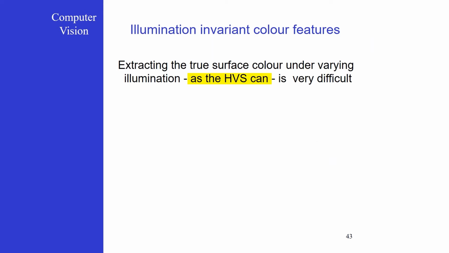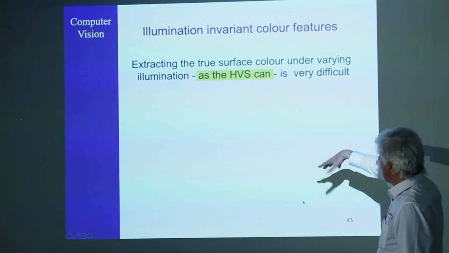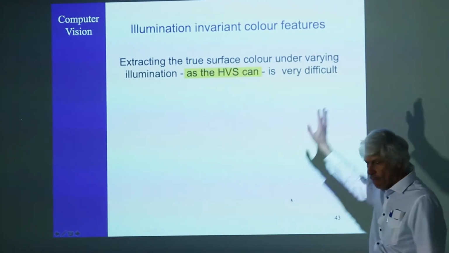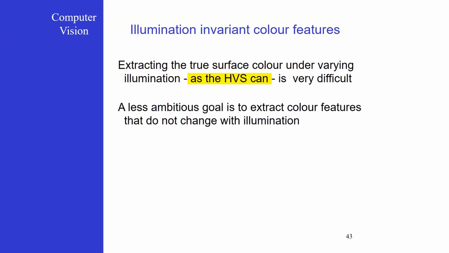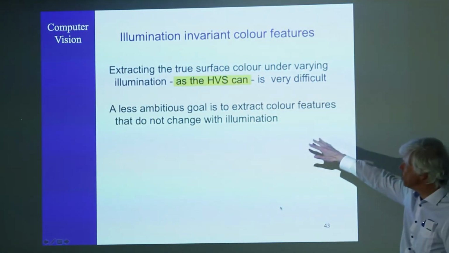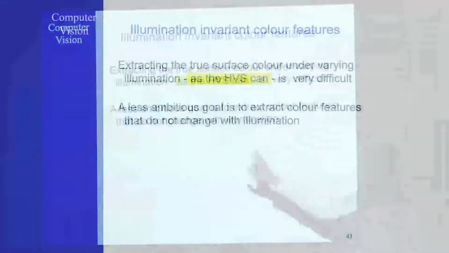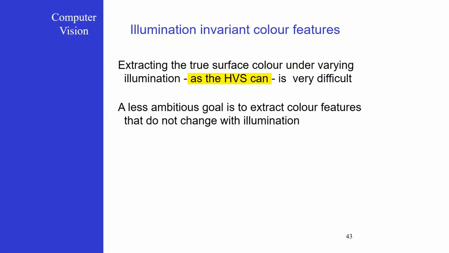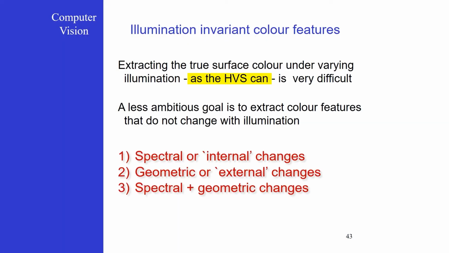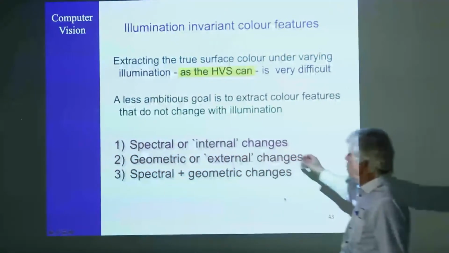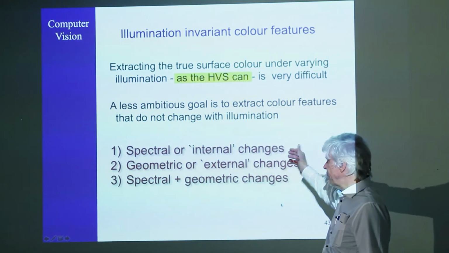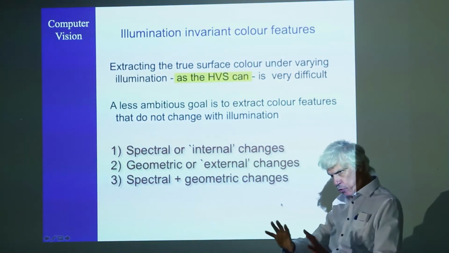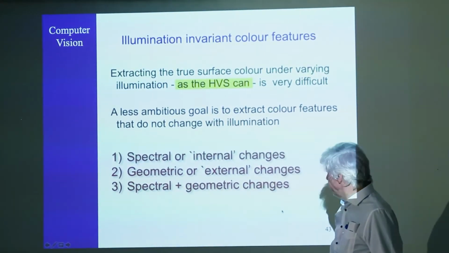So, extracting the true surface color under varying illumination, as the human visual system can, is very difficult. We can't do it really. So we go for a less ambitious goal, and we want to extract color features that do not change with the illumination. In fact, we will look at 3 cases. We will look at a change of color of the illuminant. We call that an intrinsic change. So that's a spectral change of the illuminant.